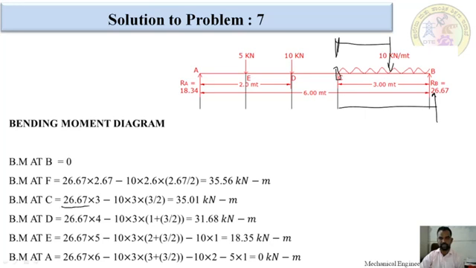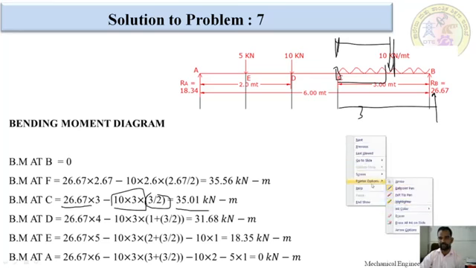Now 26.667 into 3, this is the 3, minus, because this is downward force, 10 into 3, and half of the component, 3 by 2. Total value we got with this is 35.01 kilonewton meter.